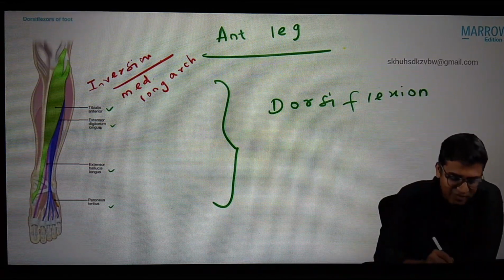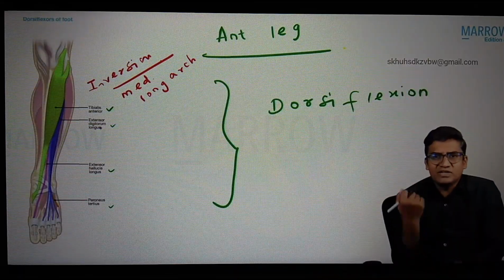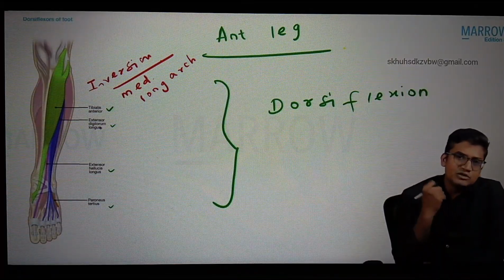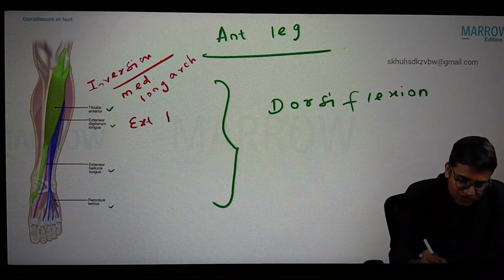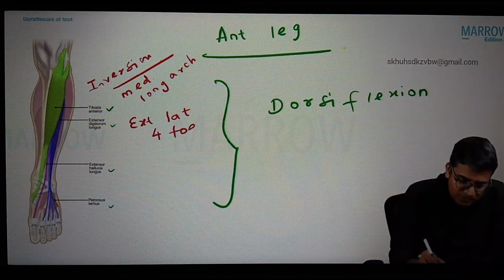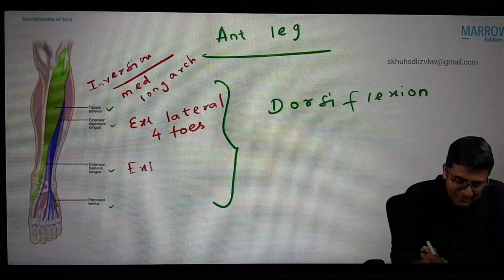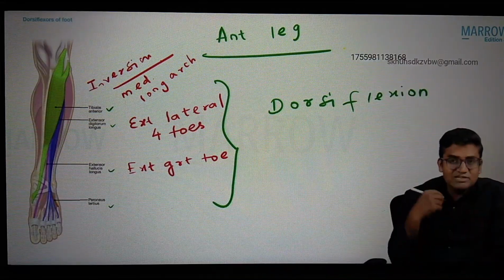Now extensor digitorum longus, extensor hallucis longus, again the name itself is a clue. Digit is singular, digitorum is the plural form. So digitorum means it goes to the lateral 4 toes. Extensor digitorum longus extends the lateral 4 toes. Extensor hallucis longus extends the great toe. Now peroneus tertius.